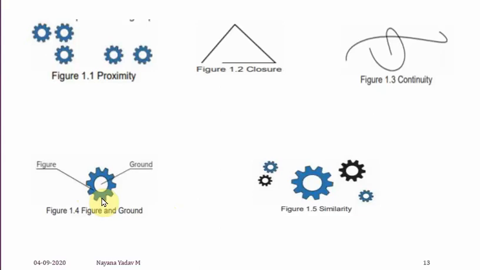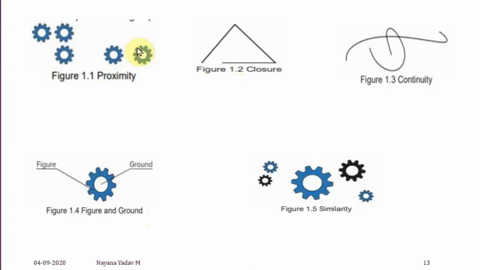So for that purpose, what we say in ground and figure is there should be clear distinction or separation between the figure and the ground. Okay. And the last one we are coming to is similarity. So in proximity, what did we say? We are trying to group the elements or objects which are placed based on their distance. Those placed close by, we will make it as one group.